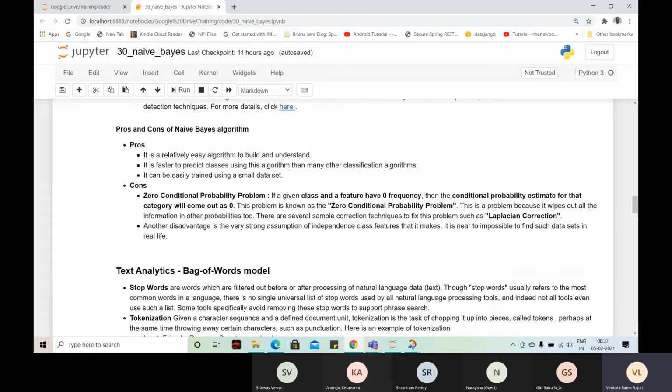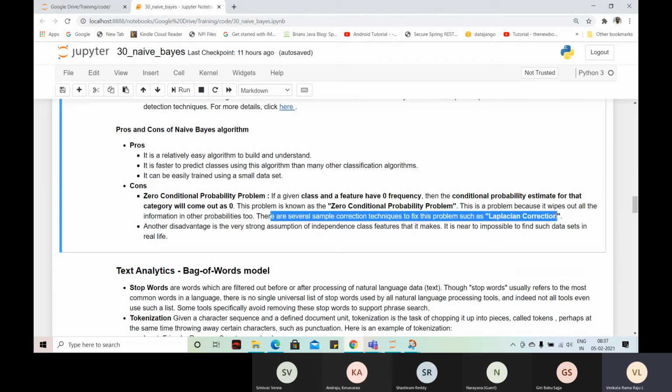The problem is known as the zero conditional probability problem, and this is a problem because it wipes out all the information in other probabilities too, right? Because of the 0, all the other probabilities are also getting 0. So this can be corrected using Laplacian correction, that we have seen.